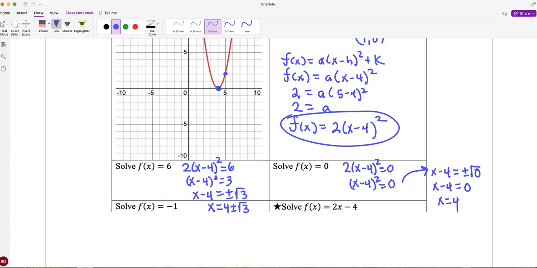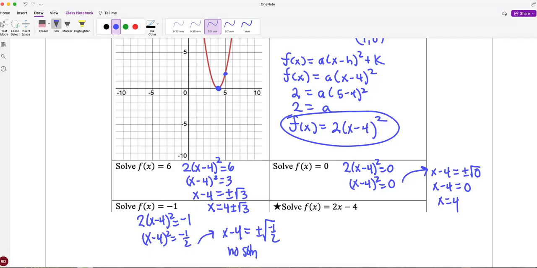F of x equals negative 1. Where is the y value equal to negative 1? I can see graphically there's no solution. Let's try it algebraically. So 2(x minus 4) squared equals negative 1. Divide by 2. (x minus 4) squared equals minus 1/2. Take the square root of both sides. x minus 4 equals plus or minus the square root of minus 1/2. That's where I get no solution, because I'm taking the square root of a negative number.